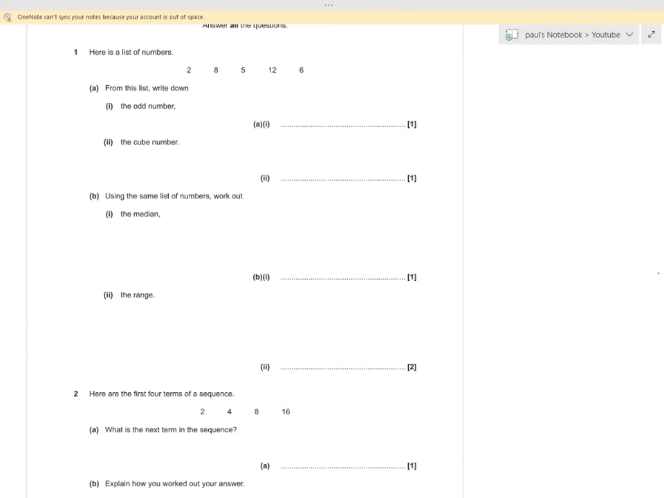Here's a list of numbers. From the list, write down the odd number. That's 5. Oh, that's nice and easy, isn't it? Cube number: 2 times 2 times 2 is 8. Using the same list, work out the median. The median is the middle, so let's put them in order: 2, 5, 6, 8, and 12. And the middle number there is 6. And the range is the difference between the smallest and the largest, which is 12 minus 2, which equals 10.